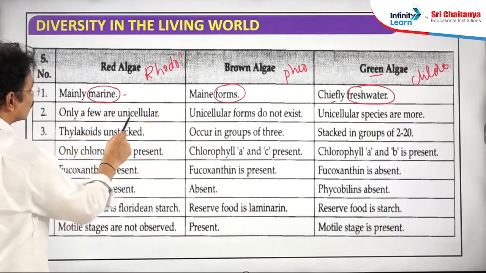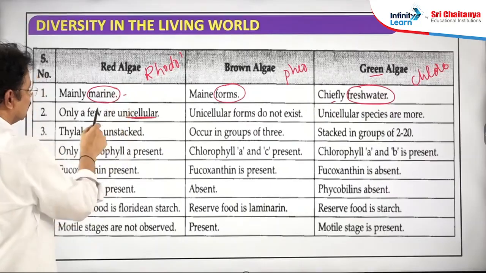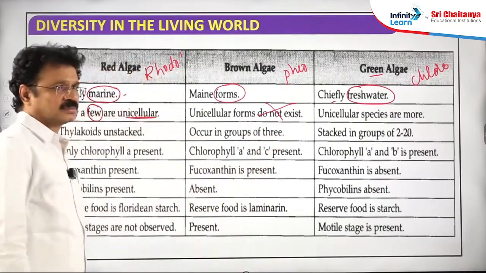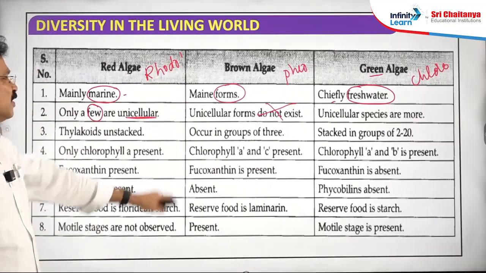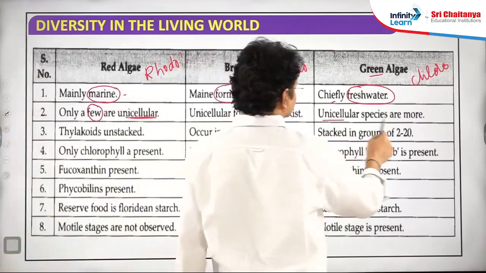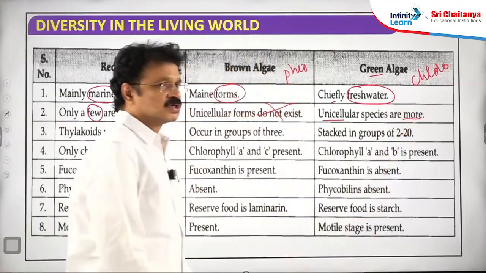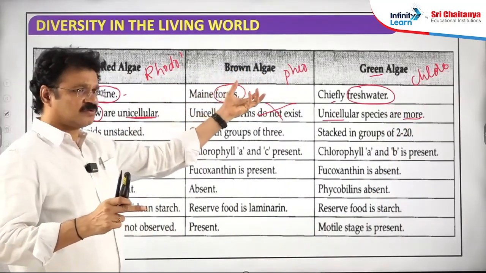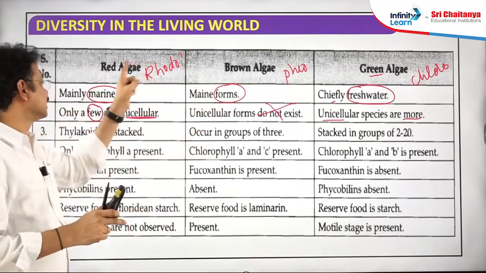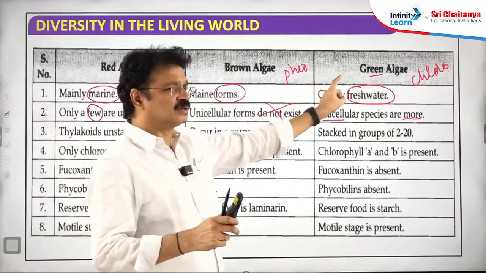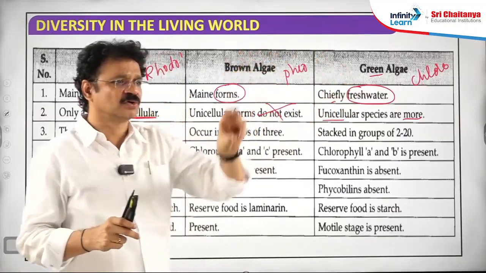Only a few are unicellular, the remaining all are multicellular. In brown algae, no unicellular form here. All are multicellular. Every member of the brown algae is a very big multicellular. But unicellular members are more in green algae. So in terms of body size, the biggest algae are brown. First place goes to the brown algae. Second place goes to red algae. Least place goes to green algae in terms of the size of the body.